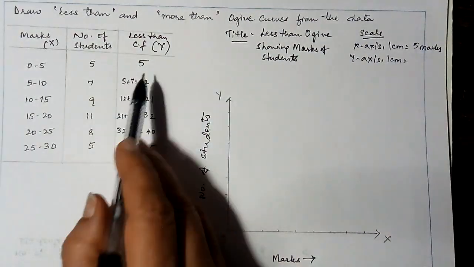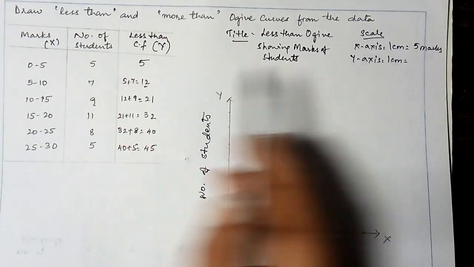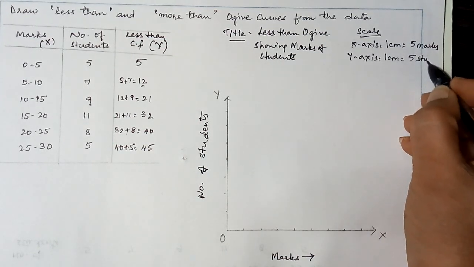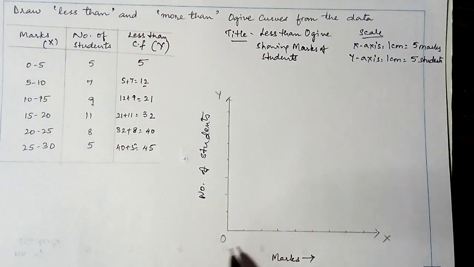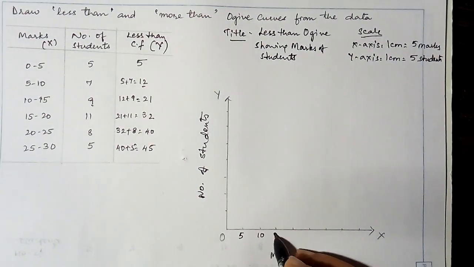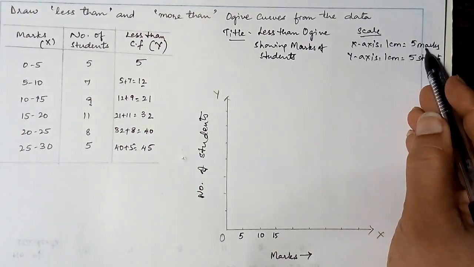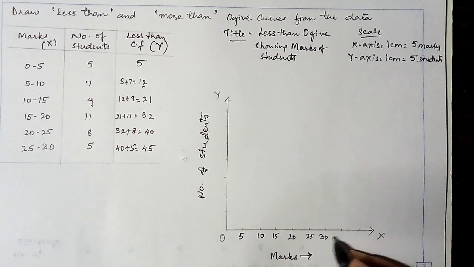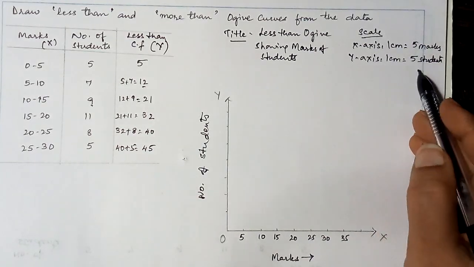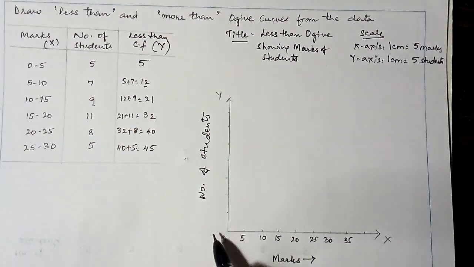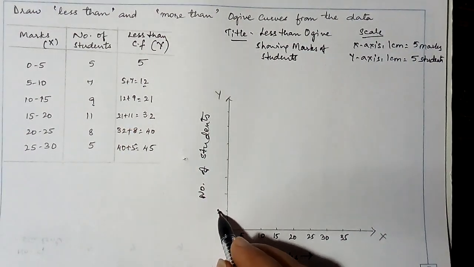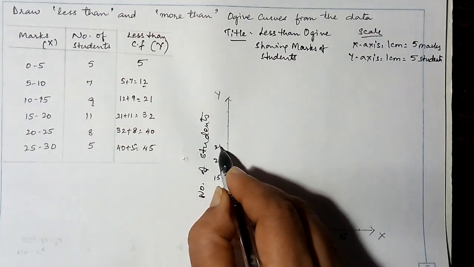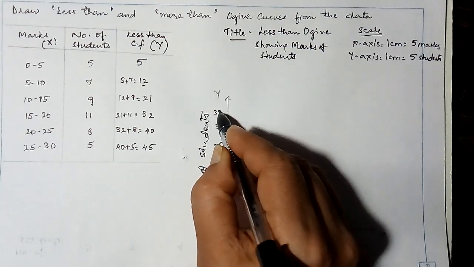Okay, and on the y-axis we are going to mark the cumulative frequency. So here 1 centimeter will be equal to, let us say, 5 students. So here we have 5, 10, 15, because we said on the x-axis 1 centimeter is 5 marks. So 15, 20, 25, 30, that was the maximum mark. And then on the y-axis we have the number of students, the cumulative frequency, and each centimeter is equal to 5 students. So 5, 10, 15, 20, 25, 30, 35.